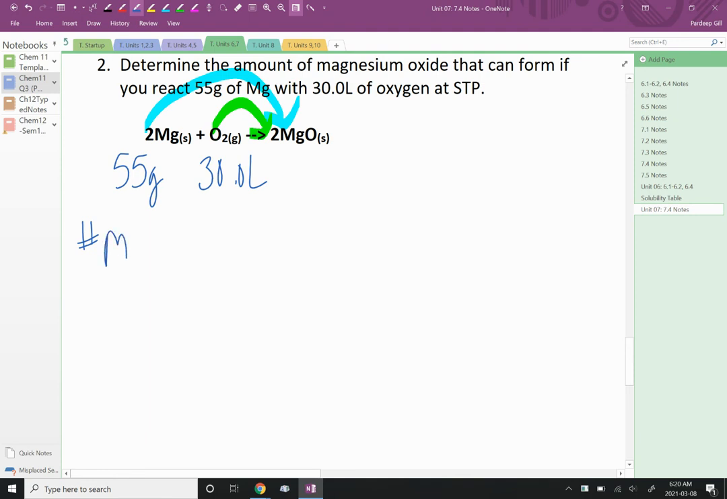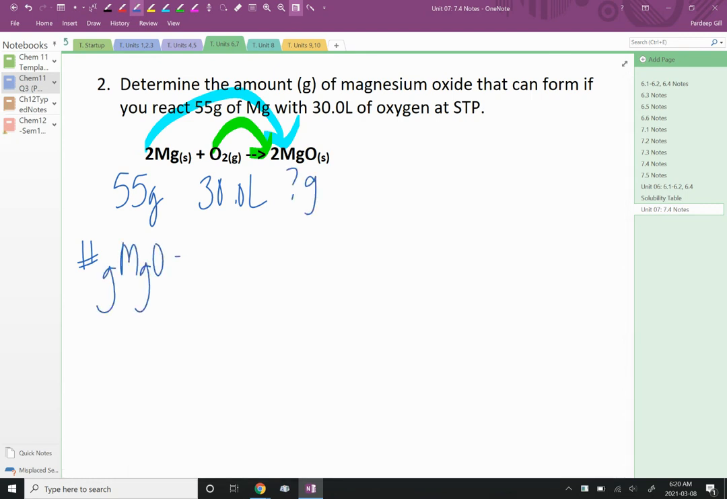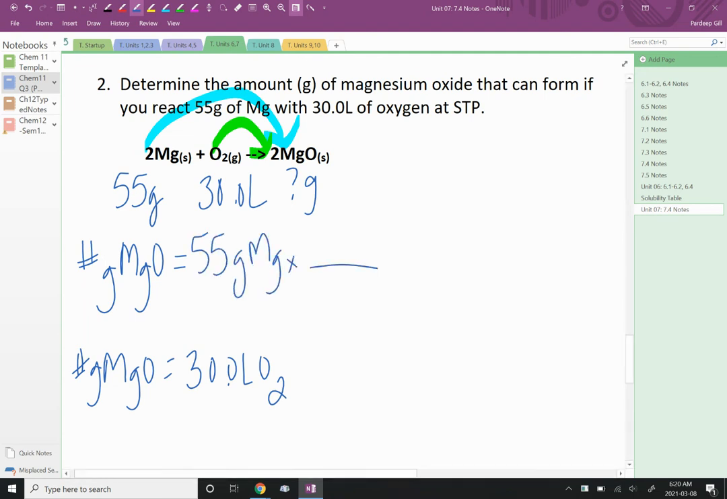We want to find the amount, and we can say it in grams this time. So we'll say we want the grams of MgO. Then we want the grams of MgO again, but this time based on 30 liters of oxygen, and this one will be based on 55 grams of Mg. So go ahead and work this out.